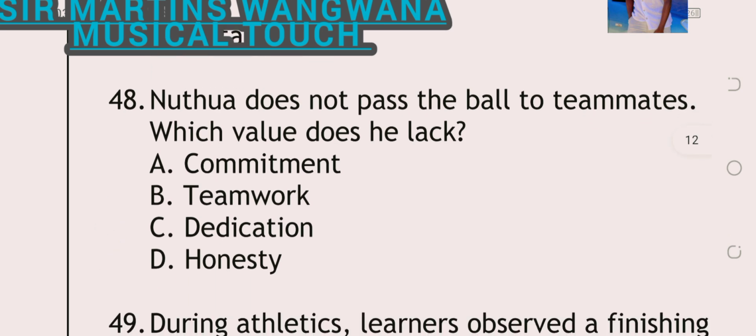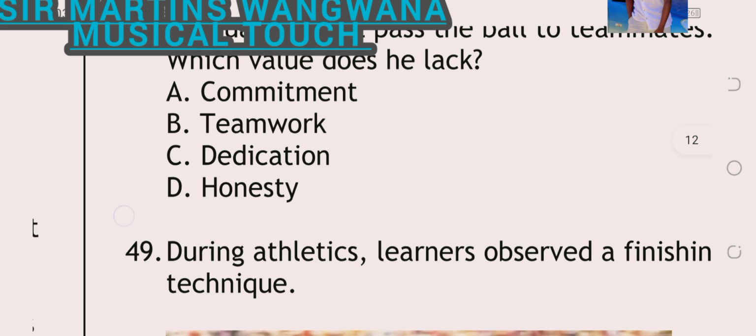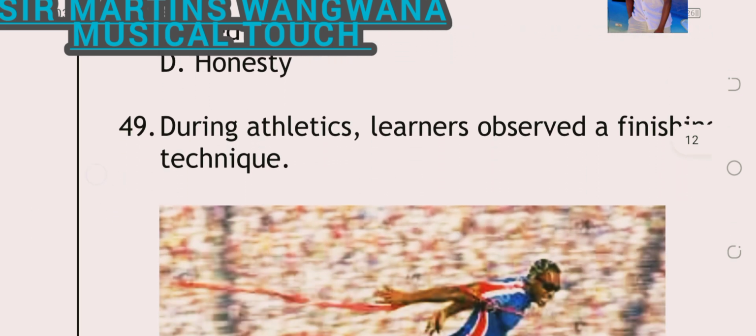Then number 48, Nudwa does not pass the ball to teammates. Which value does he lack? That one lacks teamwork. Nudwa lacks teamwork, so the correct one is B.